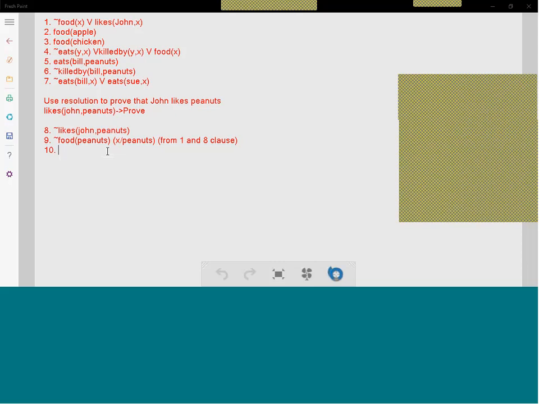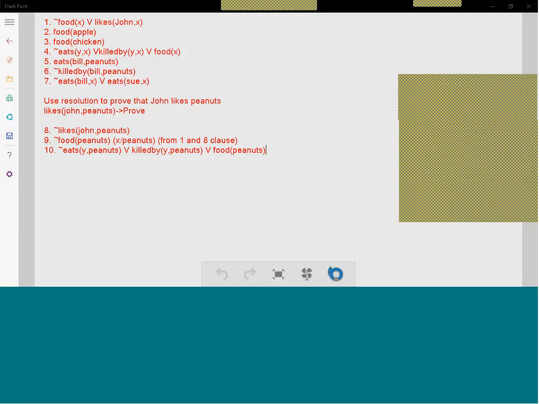In 4 you can see food(X), so we will replace X with peanuts. So what will be the answer? Negate 8: Y, peanuts, because we don't know about the Y. That's why I'm writing Y as it is. So here Y, peanuts, or killed by Y, peanuts, for food peanuts.